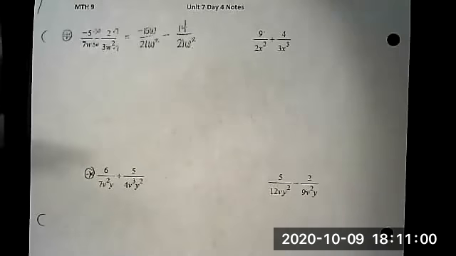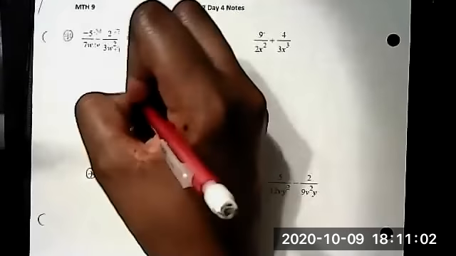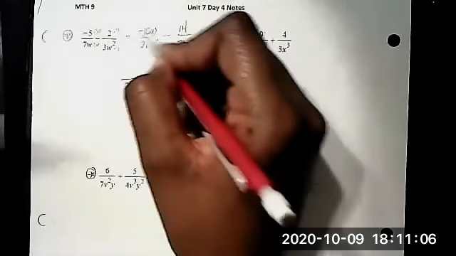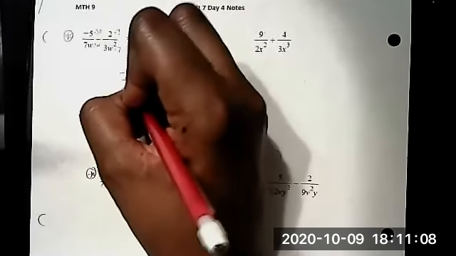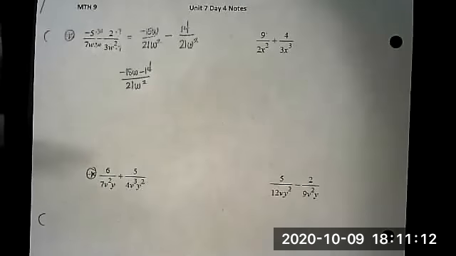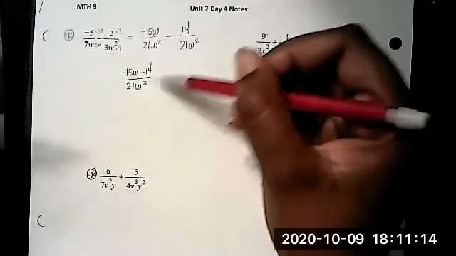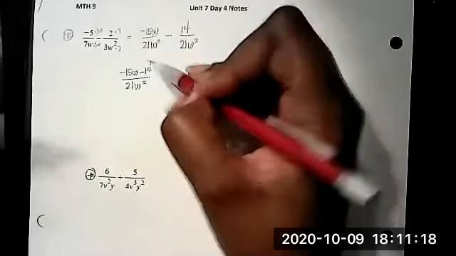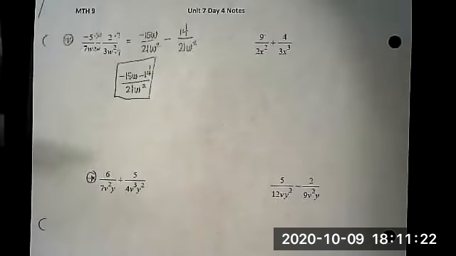Okay. So now we have the common denominator as 21W squared. Now we can combine like terms there. It'll be negative 15W minus 14. Okay. Can we simplify there? Doesn't look like it. So now that is going to be our answer. It's not a pretty answer, but that is our answer there.